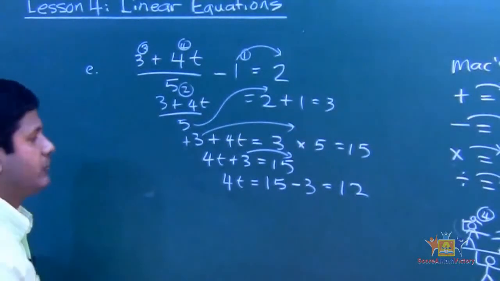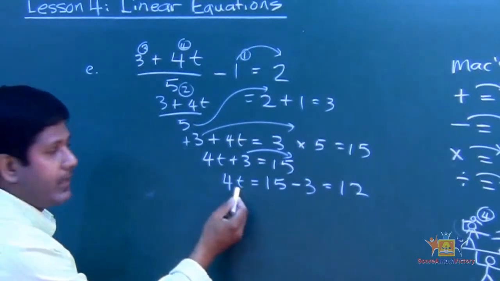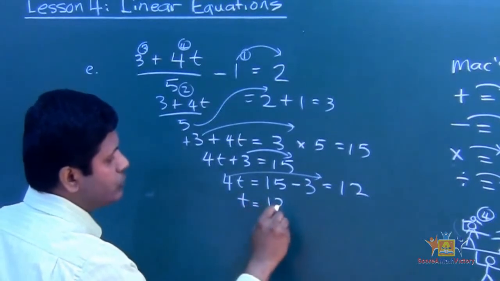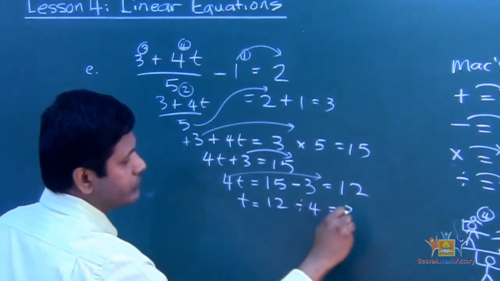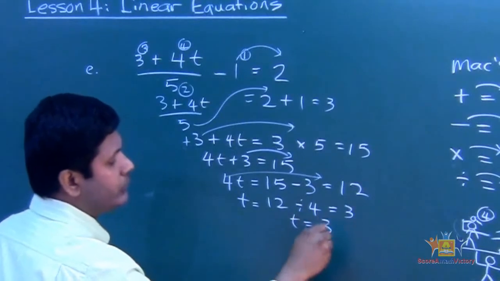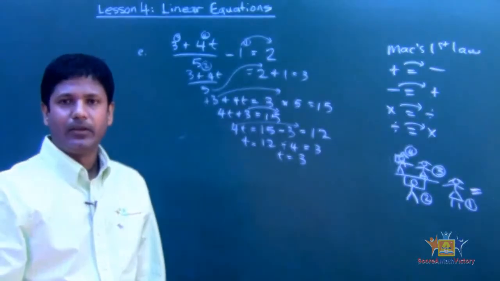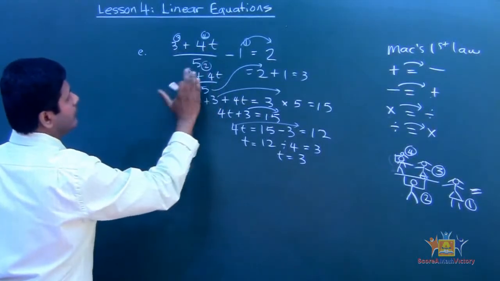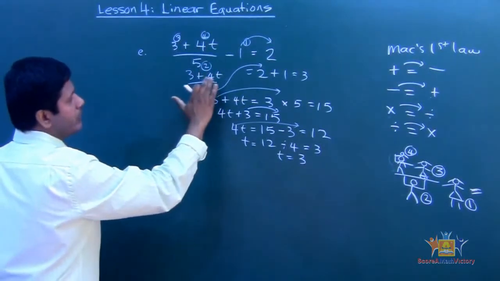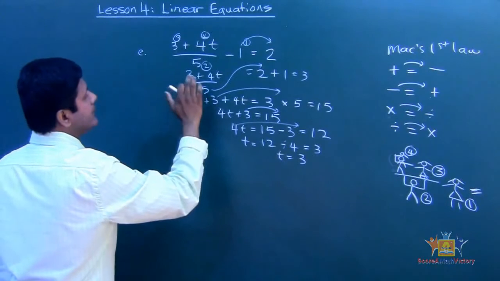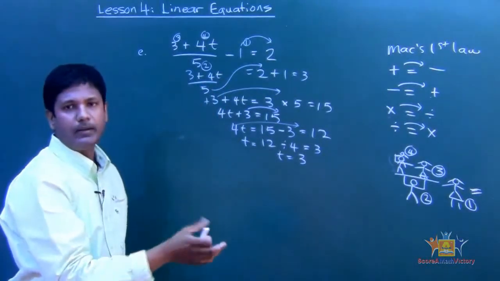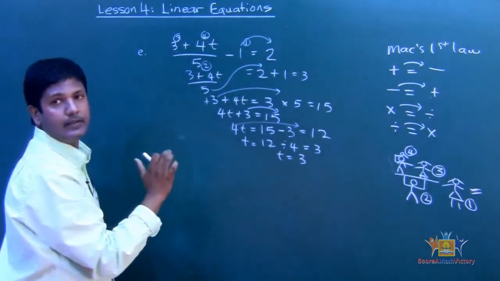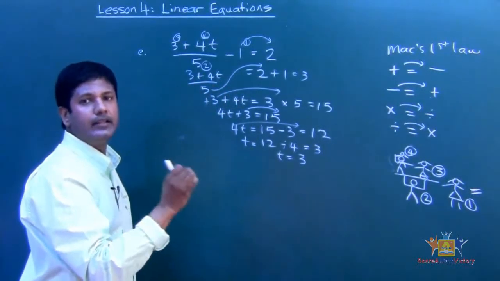And who got to go next? 4. And what's 4 doing? Multiplying. Multiplication across the bridge becomes division. So t equals to 12 divided by 4, which equals to 3. So t equals to 3. Don't get confused with this. You can even rewrite it as 4t plus 3 if it's easier. Same thing. But just keep in mind, your goal is to isolate t, to isolate the unknown.